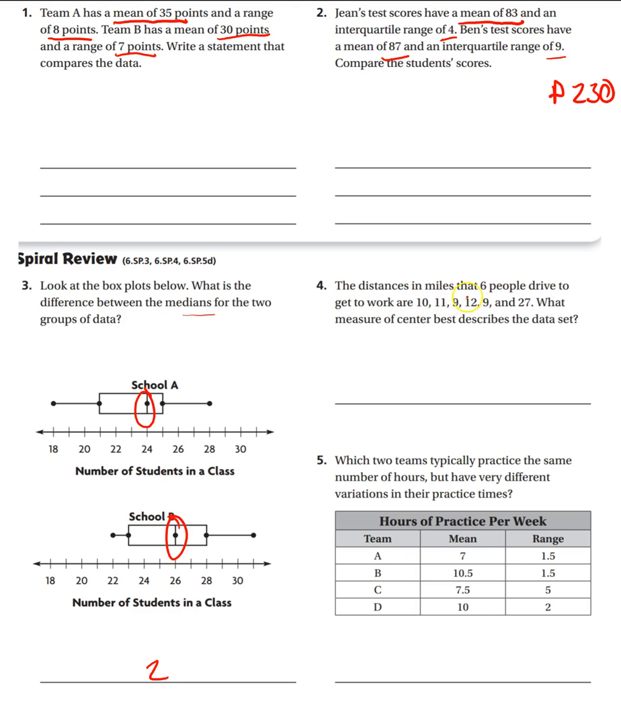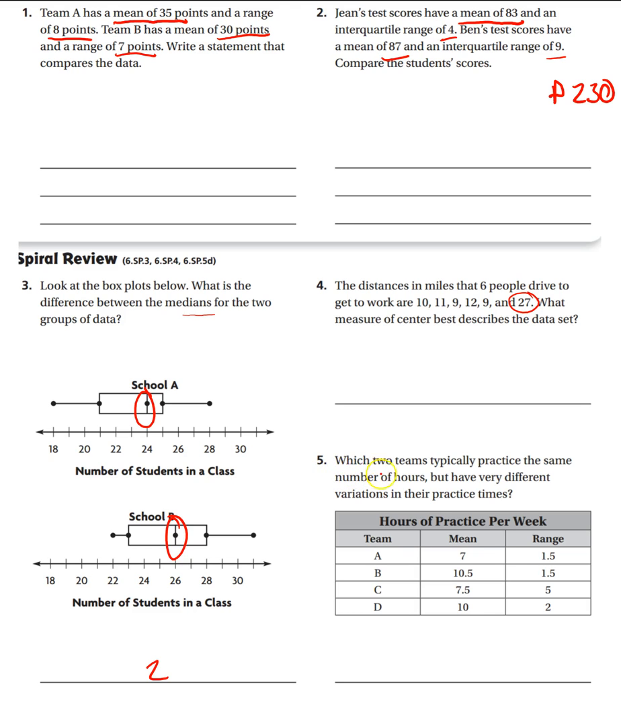Number 4, the distances in miles that 6 people drive to get to work. What measure of center best describes the data? Well, since they have an outlier here, that's going to greatly affect the mean. So I would say the median would best describe. So you can say median because they have an outlier of 27, which would greatly affect the mean, something like that.